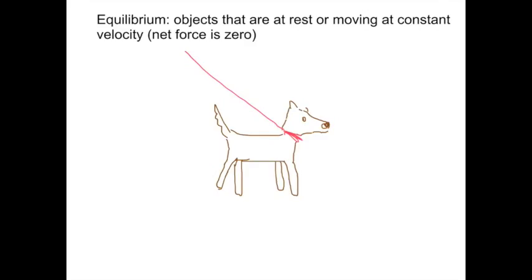Let's look at another useful term in our study of inertia. This word is equilibrium. Equilibrium describes objects that are at rest or moving at a constant velocity. In other words, objects where the net force acting upon them is zero.